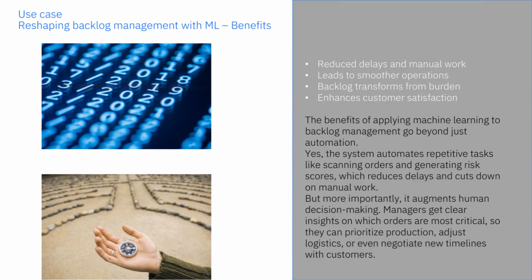The benefits of applying machine learning to backlog management go beyond just automation. Yes, the system automates repetitive tasks like scanning orders and generating risk scores, which reduces delays and cuts down on manual work. But more importantly, it augments human decision-making. Managers get clear insights on which orders are most critical, so they can prioritize production, adjust logistics, or even negotiate new timelines with customers. This combination of automation and augmentation leads to smoother operations, transforms backlog management from a burden into a proactive process, and ultimately enhances customer satisfaction.